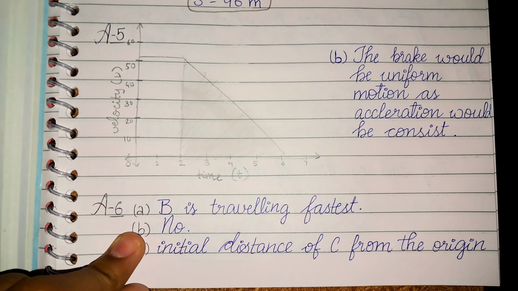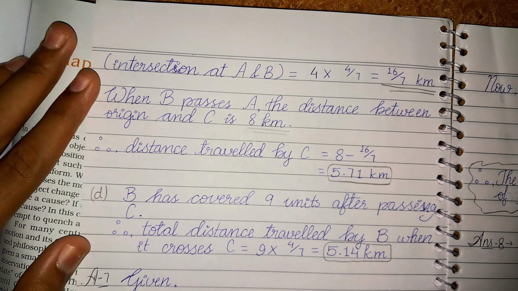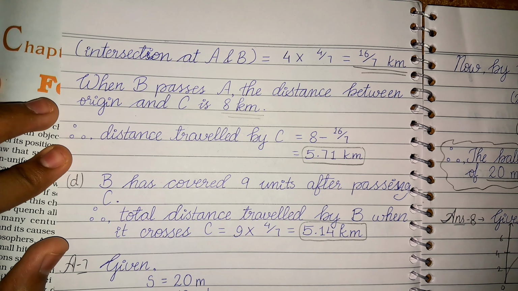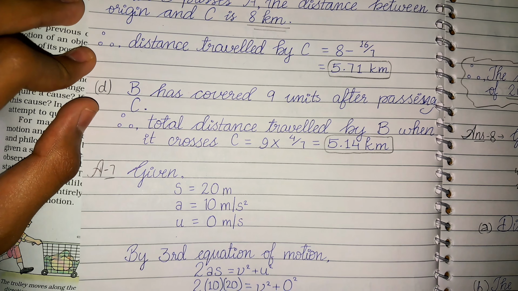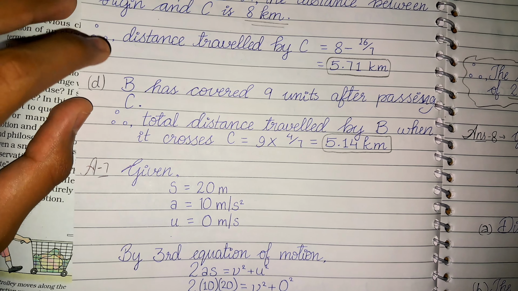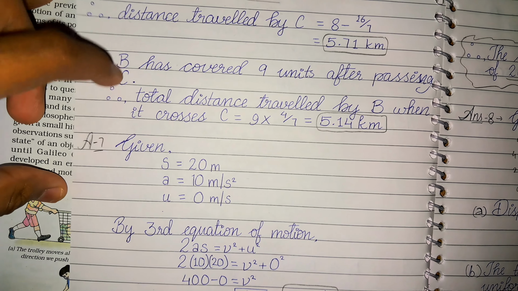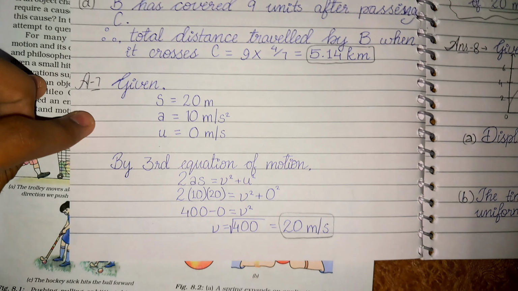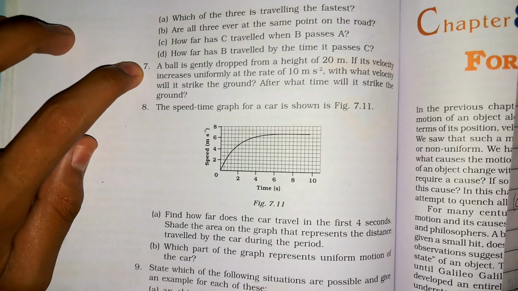Here we have written the A and B answer. Here is the answer for C. We found the distance traveled by C after the intersection of B and A. Then in the next question we found the intersection of B and C, the time when B and C were intersected. C traveled how much after that? We found that.